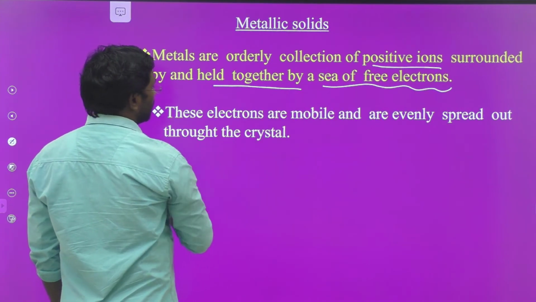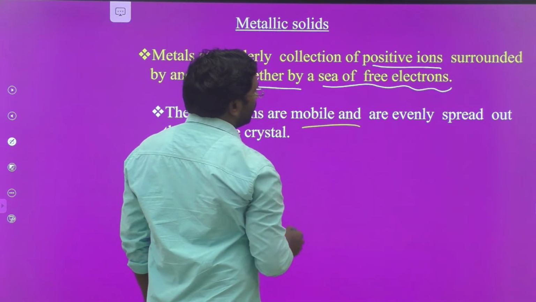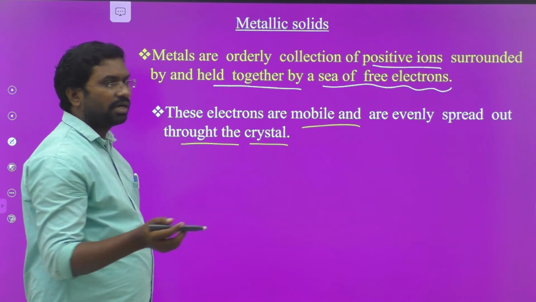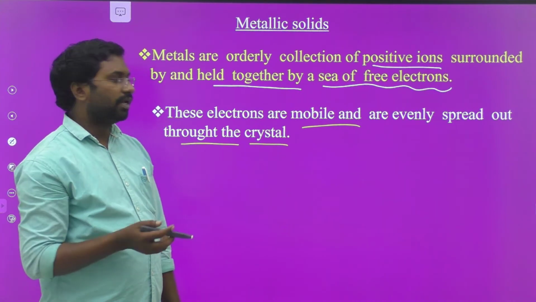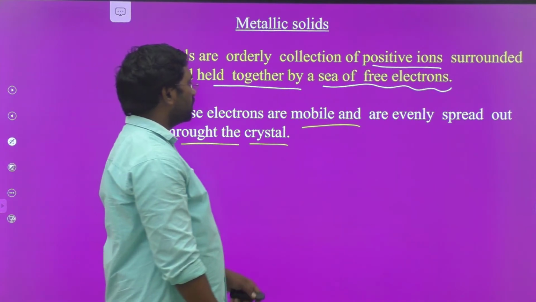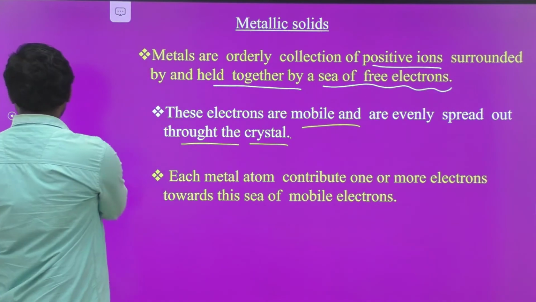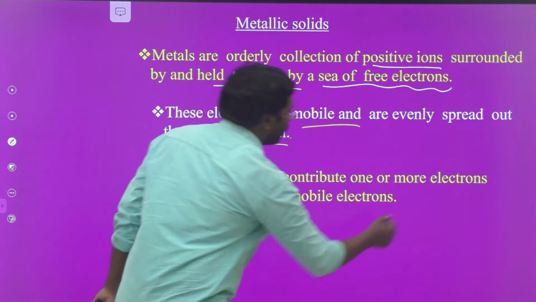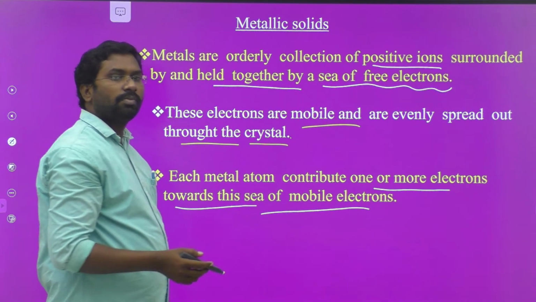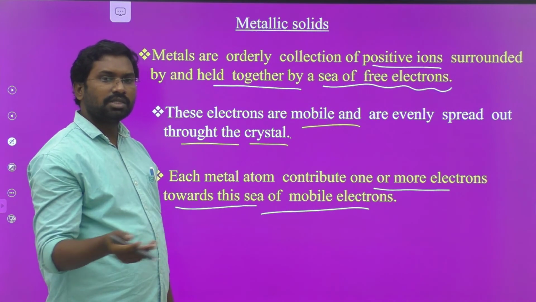These electrons are mobile and are evenly spread out throughout the crystal. That means they move freely from one side of the crystal to another. That's why metals have different properties. Each metal atom contributes one or more electrons towards this sea of mobile electrons. In metallic crystals, the metal ions are surrounded by a sea of free electrons.